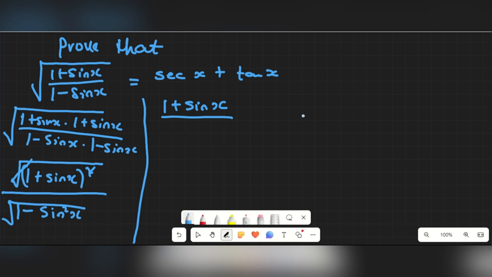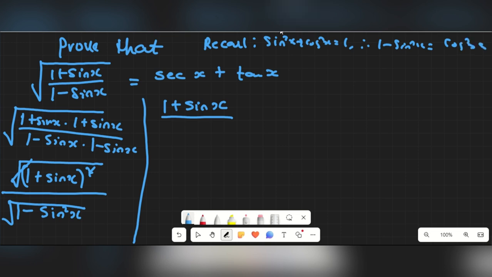So now, before I actually write that, let me take you through a recall. If you recall, you know that sine squared x plus cos squared x is equal to what? 1. So this simply means that 1 minus sine squared x equals what? Cos squared x. So put that in mind. That means I can put that here, so the whole of this can become root of cos squared x. You get what I'm trying to say now.